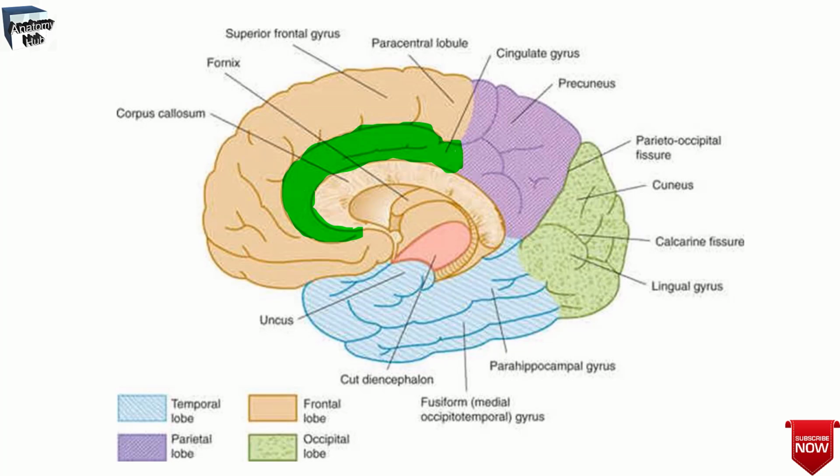Here you'll find the corpus callosum over here, and above this corpus callosum, here you'll find a gray matter. So this gray matter is known as your cingulate gyrus. So the cingulate gyrus is a part of the human brain on the medial aspect of each of the cerebral hemisphere, along with the parahippocampal gyrus. It makes up the limbic cortex of the brain's limbic system.